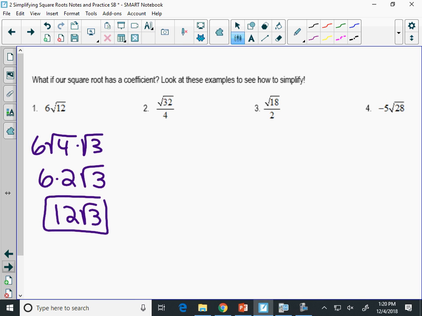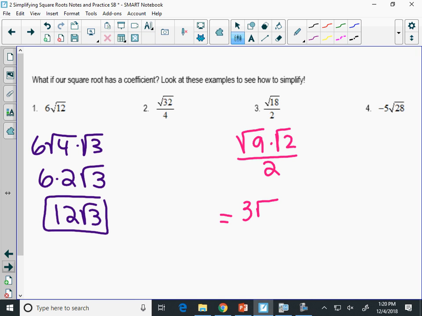2 or 3. Which one do you want to do? 3? Okay, let me do 3. So I have radical 18 over 2. Is there a perfect square that goes into 18? Yeah, it's 9. So I'm going to rewrite the numerator as radical 9 times radical 2, all over 2. How does that fraction simplify?